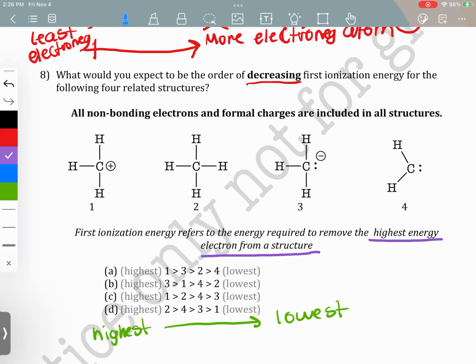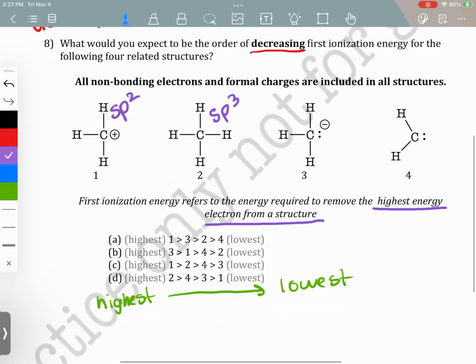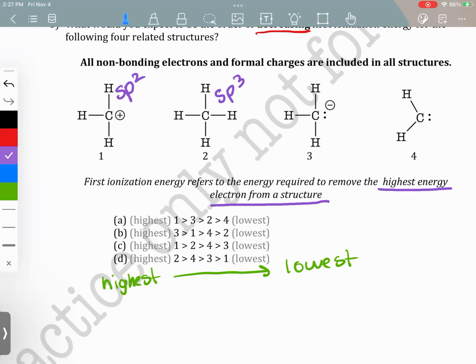So 1 is what? What's the hybridization of this carbon? sp2. Right. sp2, and 2 is? Oh, 2? Oh, sp3. sp3. sp2 hybridized molecules are lower in energy than sp3. So that means the sp2 one is more stable. So since it's more stable, do you think we'll need a higher ionization energy or lower to take away electrons from this molecule?